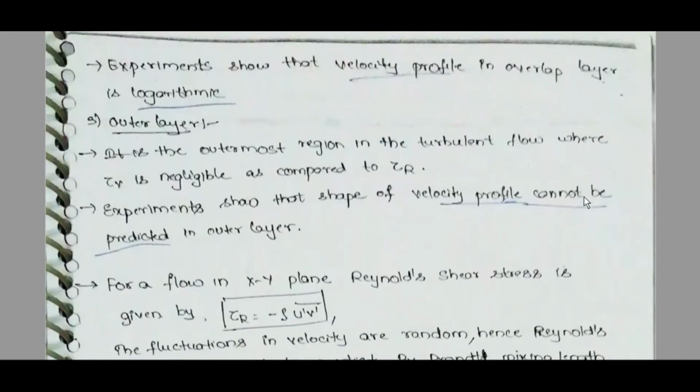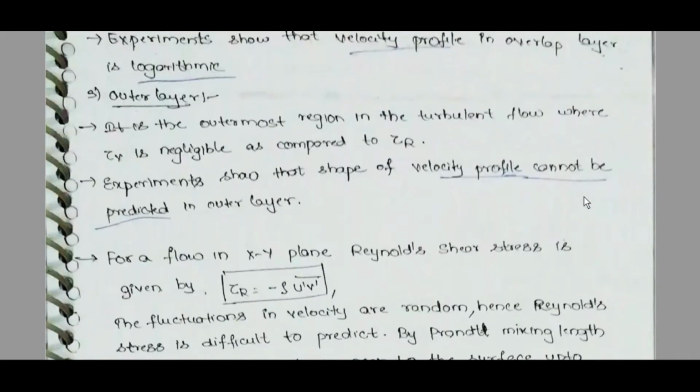Outer layer is the outermost layer in turbulent flow where tau v is negligible as compared to tau r. The experiments show that shape of velocity profile cannot be predicted in outer layer.